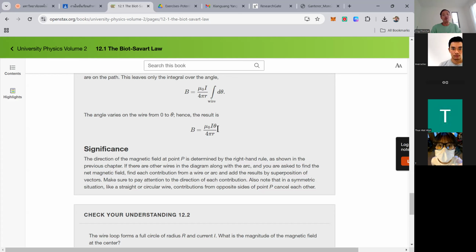So let's say if you have not a full arc, I mean a full round, theta will be 2 pi. So if you have a full loop, a complete loop, your formula is gonna be mu naught I times 2 pi over 4 pi r, which in the end you're gonna get mu naught I over 2r. That's for a loop shape.